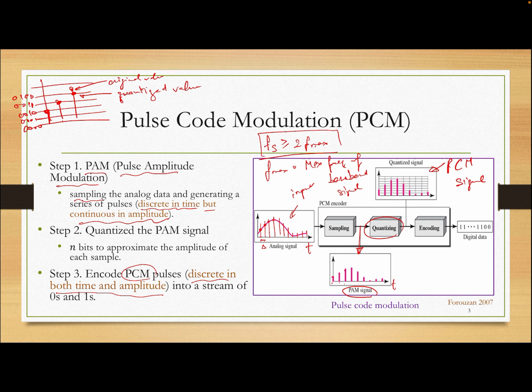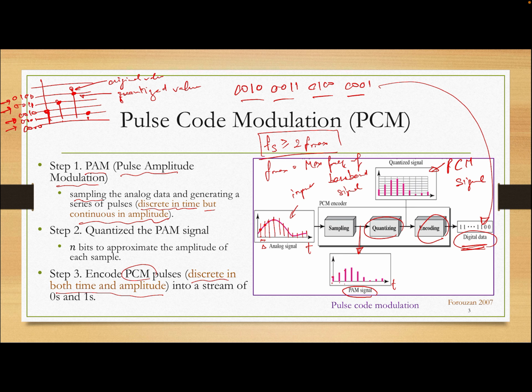Then I will encode it into digital data by reading the values. So the first one is 0, 0, 1, 0 here. The second one is 0, 0, 1, 1, and the third one, the quantized value is 0, 1, 0, 0, like this. If I have another one, it's probably going to be here. Suppose it's here, and I have this quantized value. It's going to be 0, 0, 0, 1.